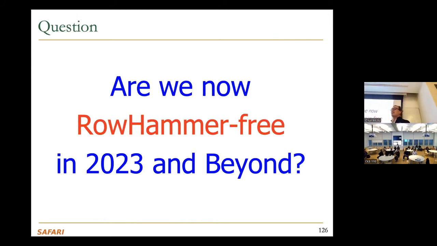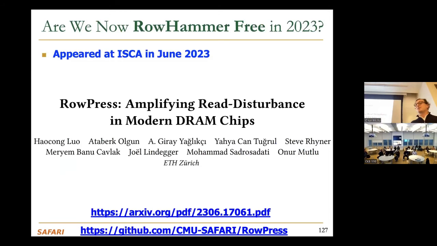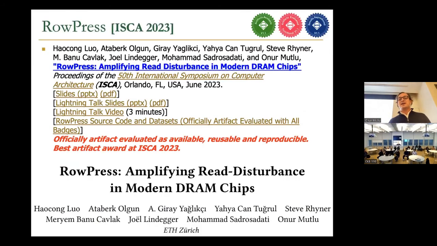Okay, the question is, what else is lurking in DRAM and other technologies? Are we now RowHammer free? And the answer is basically no. And there are other read disturbance mechanisms. I'm going to spend some time to talk about RowPress. This is our recent work at ISCA.